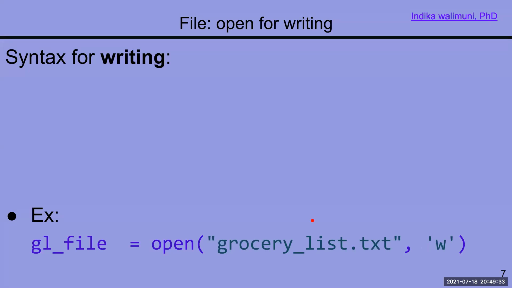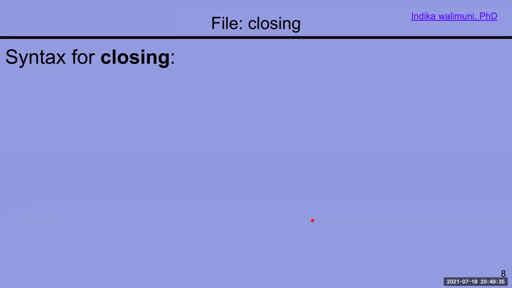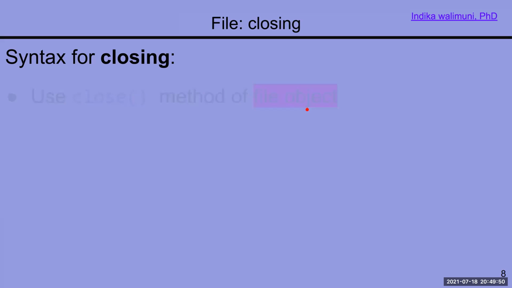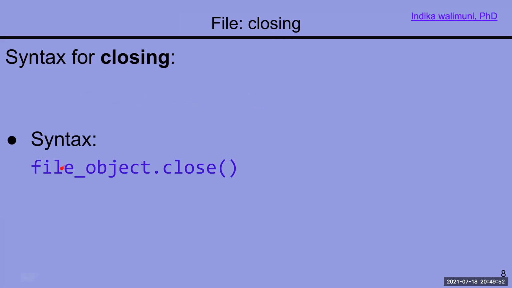All right. So closing. We need to use the close method. Unlike the open method, the close method belongs to the file object. That's why I said method of file object. So for the syntax, we have the file object, we use the dot notation and close, and we basically close the file.